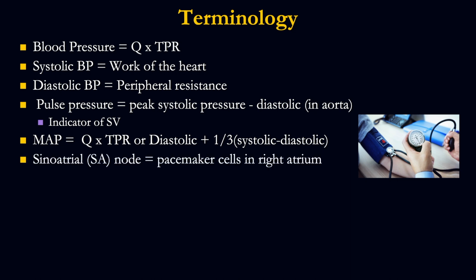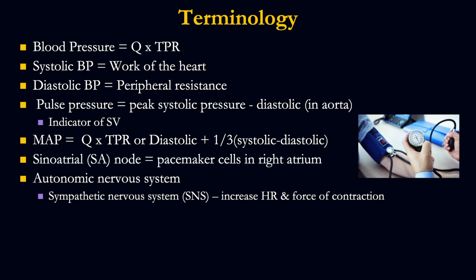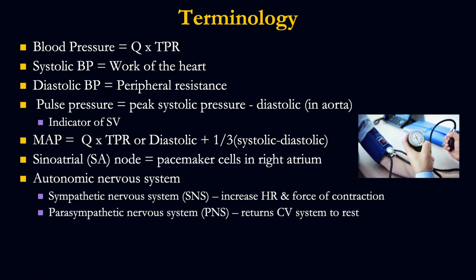The sinoatrial node, or the SA node, is the pacemaker of the cells in the right atrium. The autonomic nervous system is very important. We have the sympathetic nervous system, or the SNS, which increases heart rate and the force of contraction, as well as the parasympathetic nervous system, or the PNS, which returns the cardiovascular system back down to resting levels.